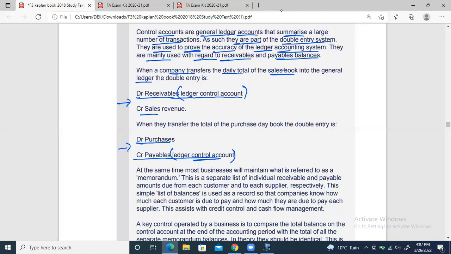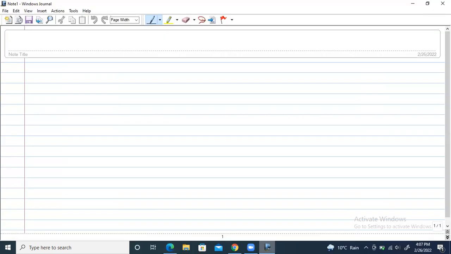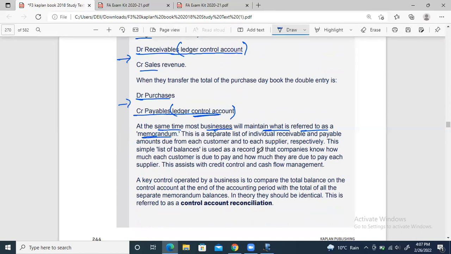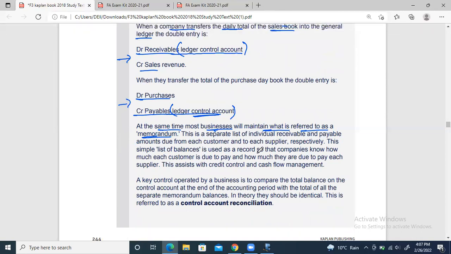Okay. Now, at the same time, most businesses will maintain what is referred to as a memorandum. I'll explain when I go to these notes as well. When I start making the formats, I'll explain this once again, what is the difference between memorandum accounts and control accounts. These two are separate things. So this is a separate list of individual receivable and payable amounts due from each customer and to each supplier. So these are the two accounts that we have to reconcile.